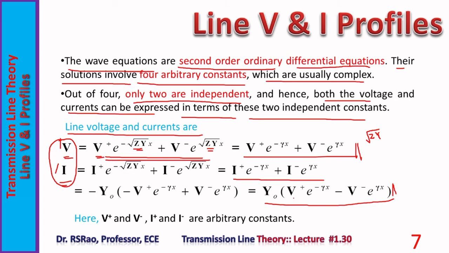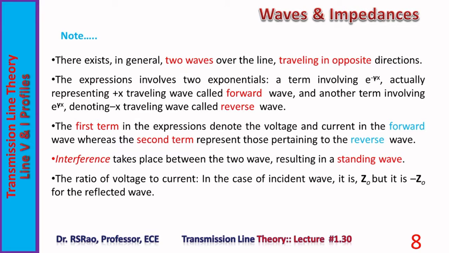I2 is in terms of V plus and V minus. So V and I now are available in terms of two arbitrary constants, V plus and V minus, which, we are going to see, can be evaluated in terms of sending end voltage or current and impedance, or receiving end voltage or current and impedance. Note, there exist in general two waves over the line traveling in opposite directions.